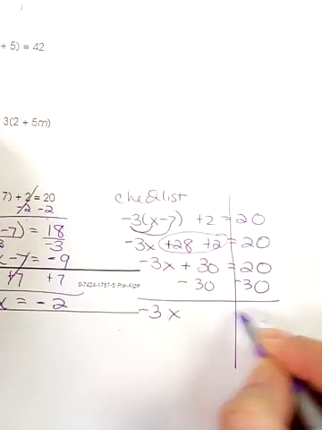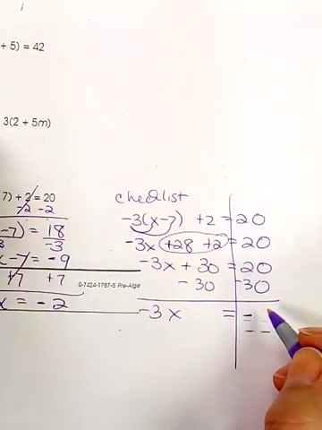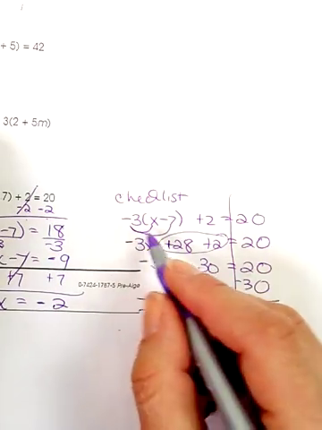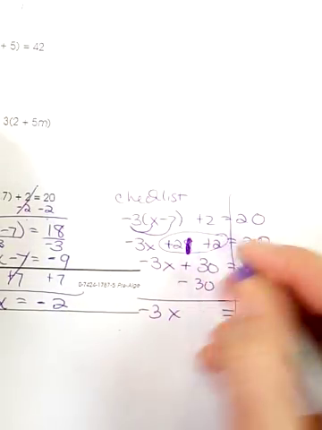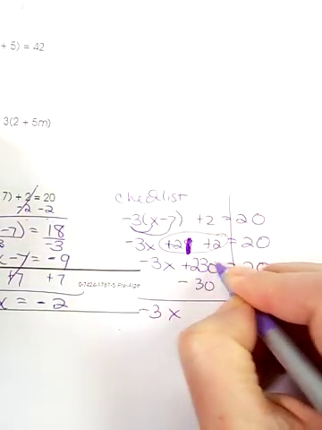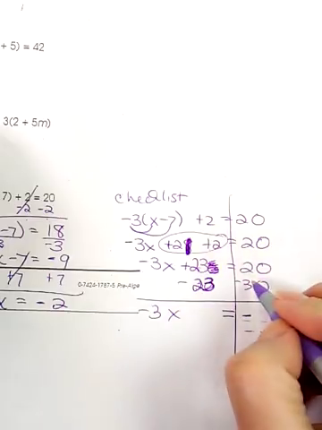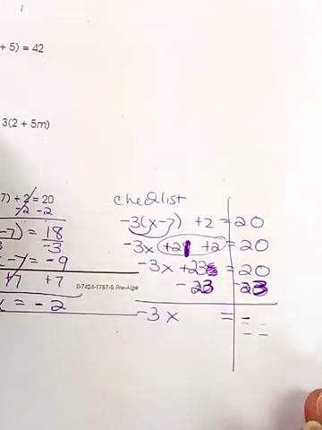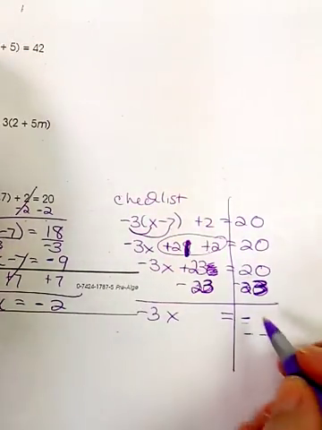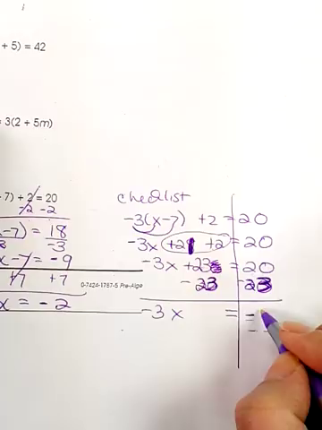A 20 minus 30 is a negative. I must have messed something up. Oops. Negative 3 times negative 7 is positive 21. 21 plus 2 is 23. Oopsie daisies. Did you guys catch that? I knew I made a mistake because I wasn't going to get the answer I got before. So 20 minus 23 is a negative 3. Oh boy.